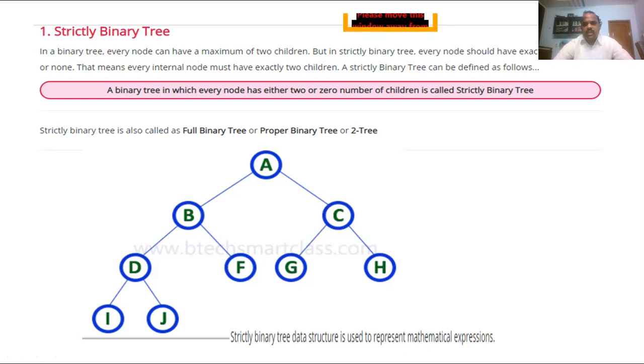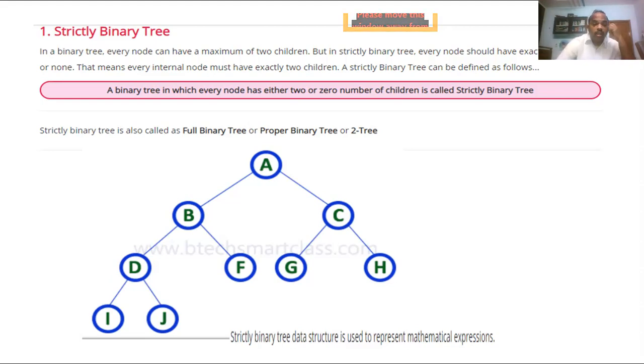A strictly binary tree can be defined as follows. A strictly binary tree is also a binary tree, but here we should follow the condition that every node should have exactly two children or none. A binary tree in which every node has either two or zero children is called a strictly binary tree. A strictly binary tree is also called a full binary tree, proper binary tree, or two tree. Clear?